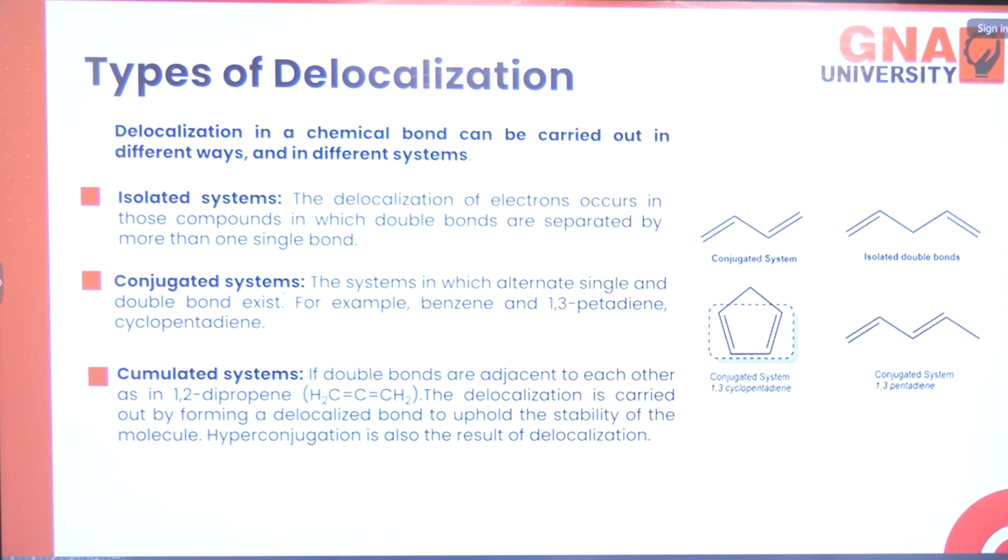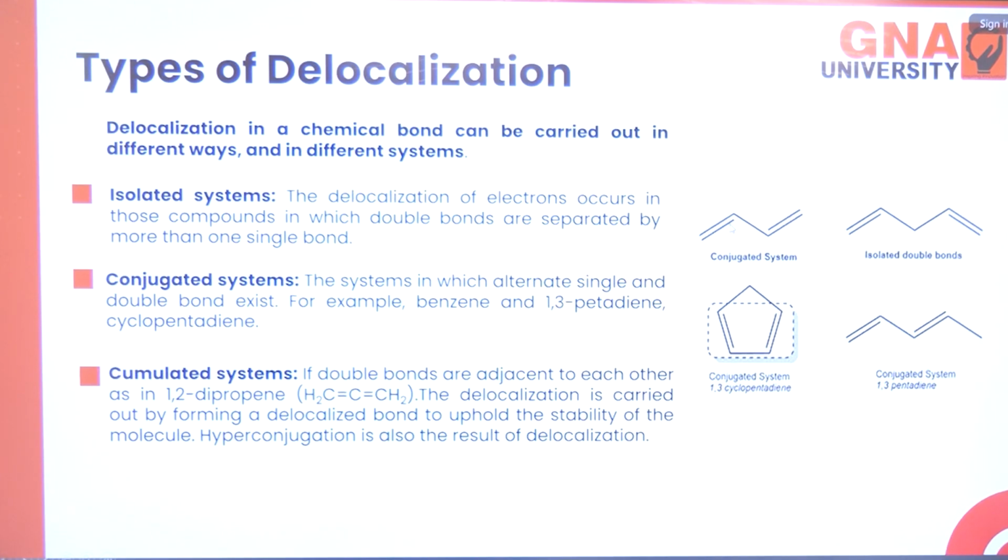Second is the conjugated system. In conjugated systems, alternate single and double bonds exist. For example, this is the structure of 1,3-butadiene. Here a double bond, then a single bond and a double bond are present. This is what is known as a conjugated system. It is an example of 1,3-pentadiene. Then the cumulative system: the double bonds are present on adjacent carbon atoms, for example in 1,2-propadiene. Such systems are known as cumulative systems.